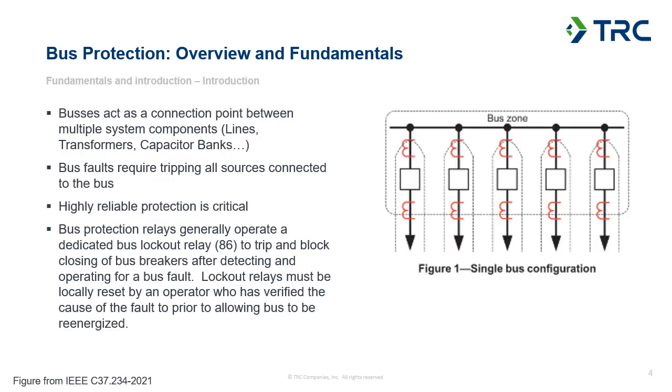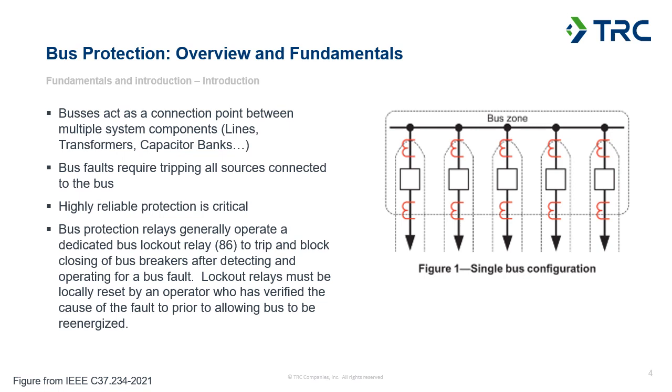All right, so buses act as a connection point between multiple system components. So typically, any substation is going to be comprised of some type of bus connecting multiple parts of a power system together. These could be transmission lines, distribution lines, transformers, capacitor banks, really any type of primary equipment we're looking to connect into the power system is going to be somehow connected up to a bus, which is going to be its connection point to other parts of the system.